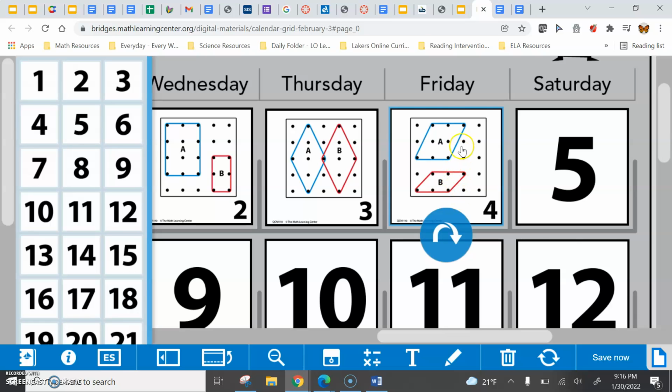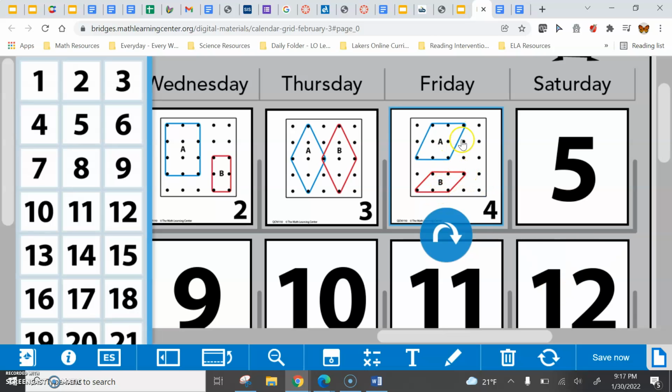I want you to look at these rhombuses. Remember, we talked about shapes being congruent. They have to be the same shape and the same size. Are these rhombuses the same shape? And are they the same size? If you say no to either one of those questions, then they are not congruent.